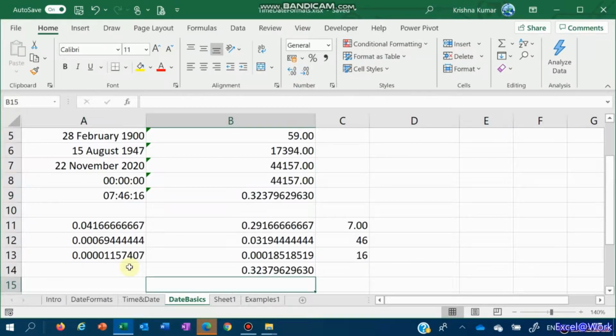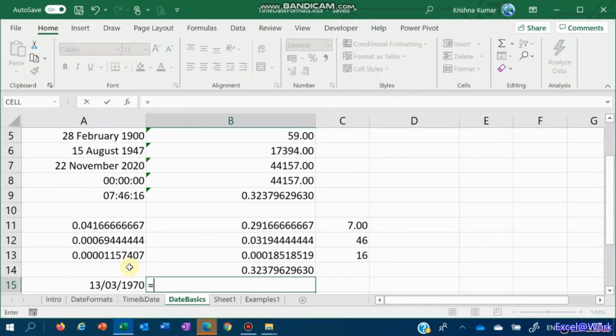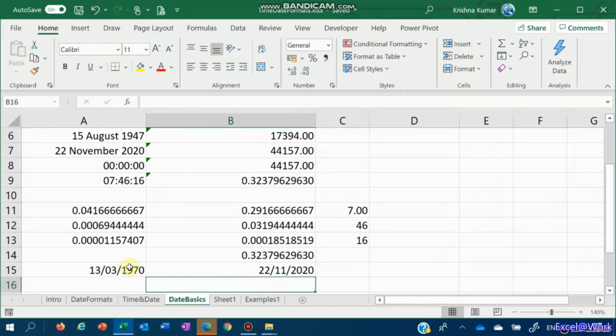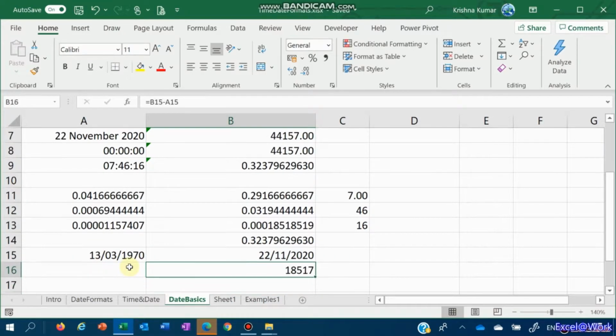For example, you calculate 13th March 1970 and today is 22nd November. So your age is this one minus this one, 18517. It is 18,517 days since someone who was born on 13th March.